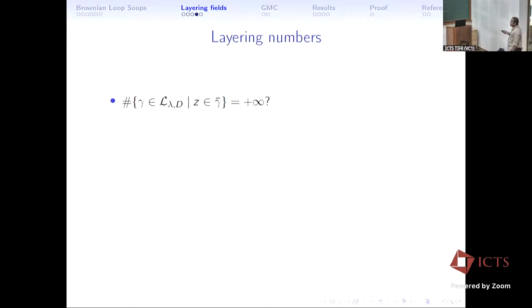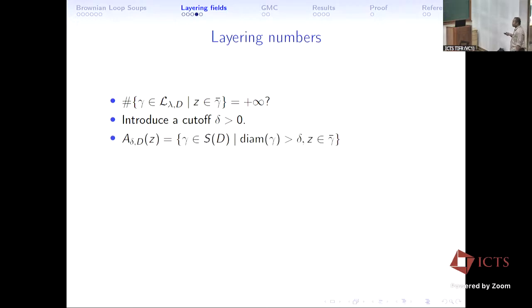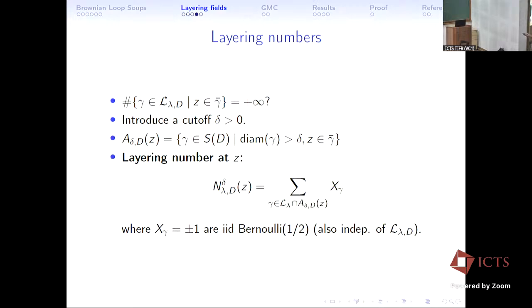Okay, so as I mentioned, the number of loops that layer a point is going to be infinity. So the way to remedy that is to introduce a cutoff on the diameter, and the cutoff I'm going to call delta. And so A delta is a notation that I will use: A delta is going to be the set of loops of diameter greater than delta covering z. And so here is the first important thing. So I guess the layering number, this is a complicated notation. So it depends on delta, lambda. Lambda is the intensity, and D is the domain.